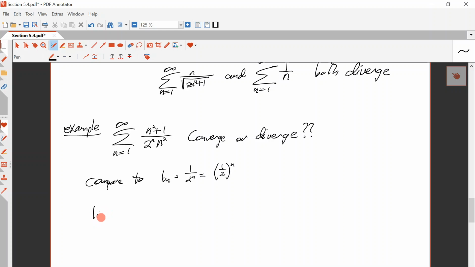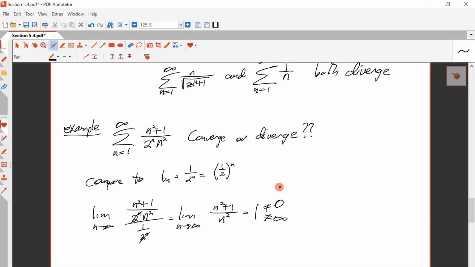Well, anyway, let's look at the limit. It's the limit as n goes to infinity of n squared plus 1 over 2 to the n, times 2 to the n over 1. The 2 to the n's cancel, and I'm left with n squared plus 1 over n squared. And as n goes to infinity, these are both degree 2, so the limit is the ratio of the leading coefficients, which is 1, which is not 0 and is not infinity.